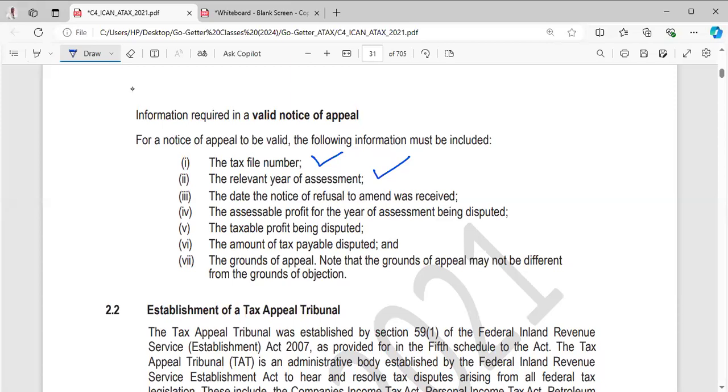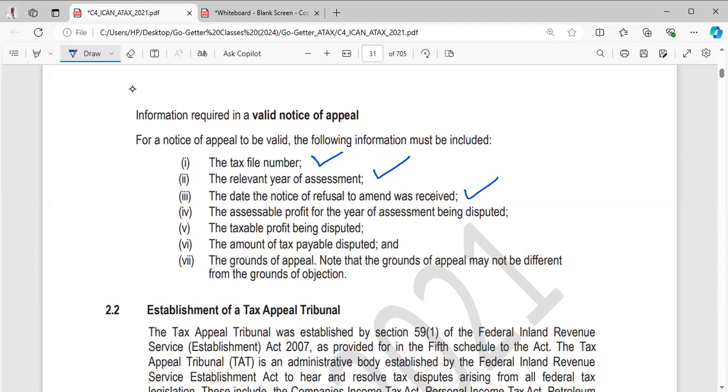So what is the year that they refuse to amend the assessment that you are filing against? That's the year of assessment. You should write it in your notice of appeal. Then the date that this NORA was received, the date you received the NORA. Of course, the NORA will have a date where it was written. The date you received it, you need to state it there.